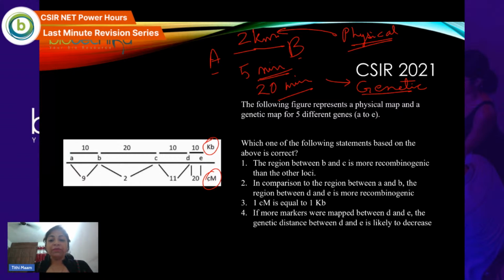The region between B and C is more recombinogenic than other loci. Now, see what it is showing. B and C is recombinogenic or not recombinogenic. From where will you find? You will find it from its recombination frequency. Recombination frequency of B and C is 2. That means, compared to other regions, it is the least recombinogenic segment. So when it is saying that it is more recombinogenic, it is wrong.